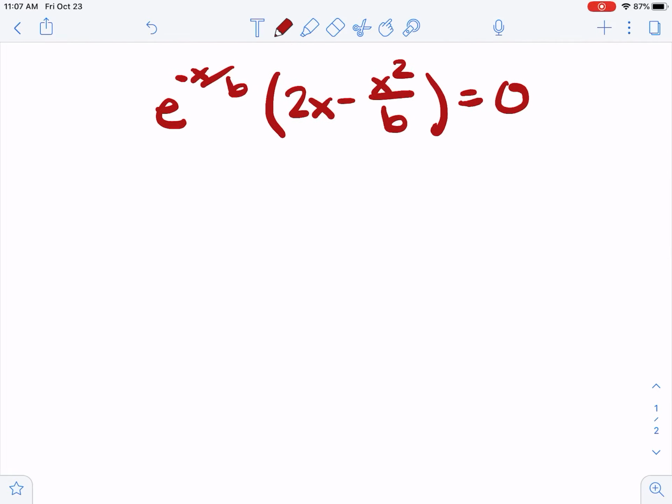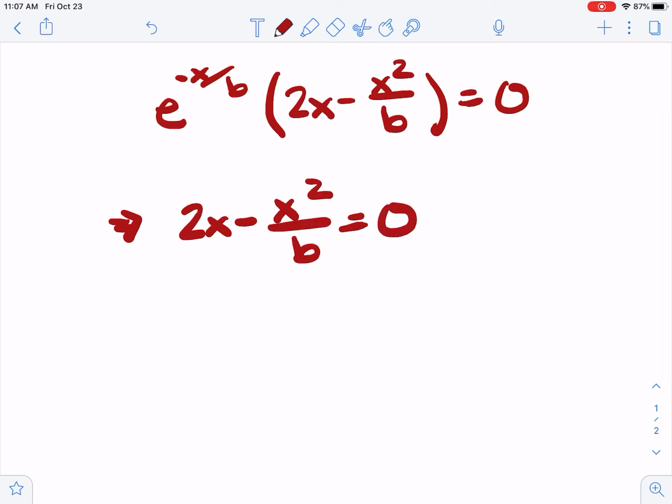Now e to the minus x over b is non-zero. E to anything is non-zero, so I can divide both sides by that quantity. We divide through by e to the minus x over b, and we're just left with 2x minus x squared over b equals 0. Another way to think of that is we have a product here, and we know that this part of the product, e to the minus x over b, is never 0, and that means this part must be 0 since the product is equal to 0.